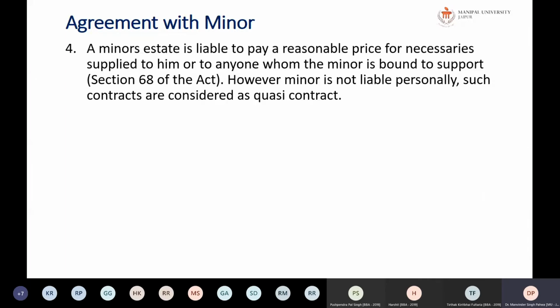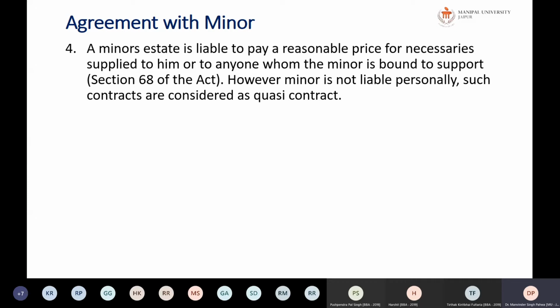Further, a minor's estate is liable to pay a reasonable price for the necessities supplied to him or to anyone whom the minor is bound to support. However, the minor is not liable personally, as such contracts are considered to be a quasi contract. Now, in such a case, if you have helped some minor, for example, a minor is in need of your help. Suppose he has met with an accident. So, in case of an accident, the minor might be needing your help. In such a case, if you help the minor, then what will happen? The minor's property will be responsible to pay you back the amount for which you have actually entered.